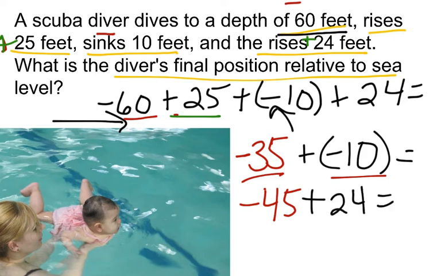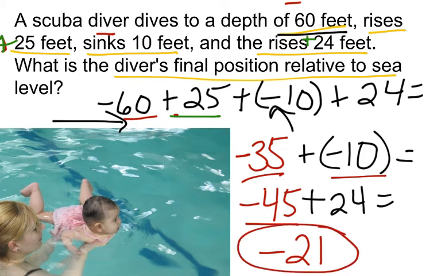And so now again I am faced with opposite signs. My higher number is negative, so my answer I know is going to be negative. And then I just use true subtraction. So if it was 45 minus 24, that would give me 21, and because my higher number is negative, the diver's final position relative to sea level is negative 21 feet.